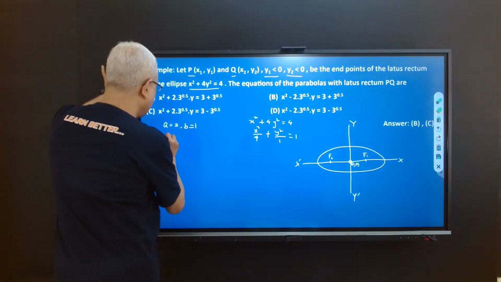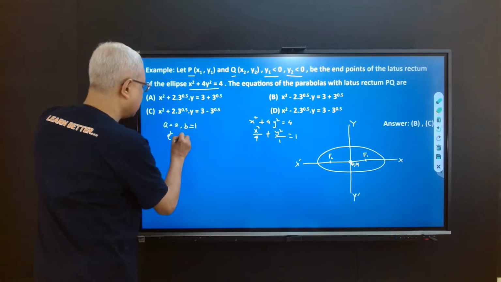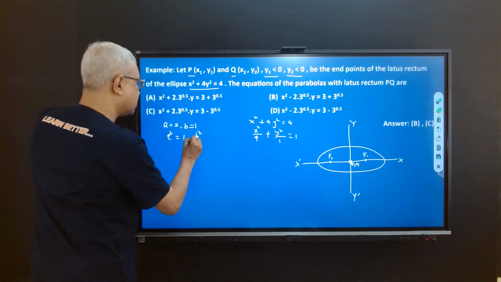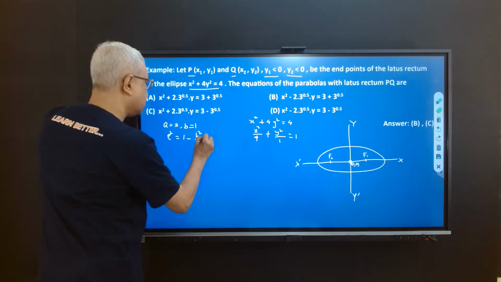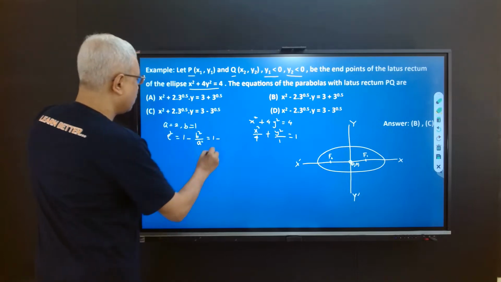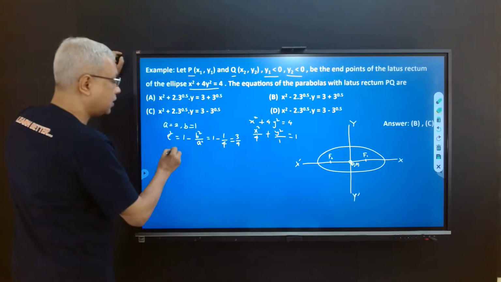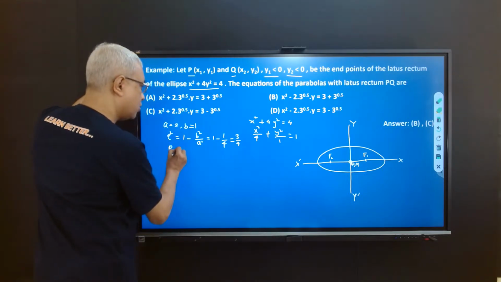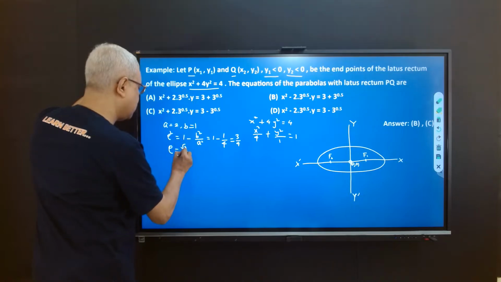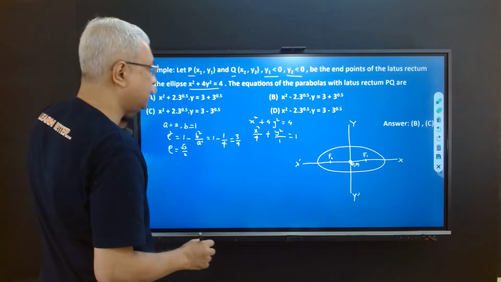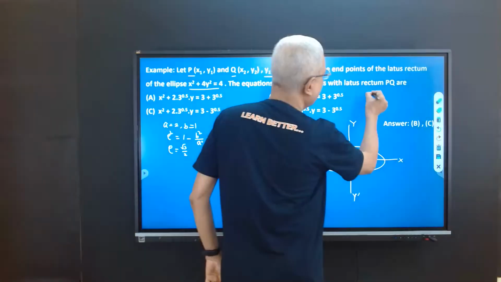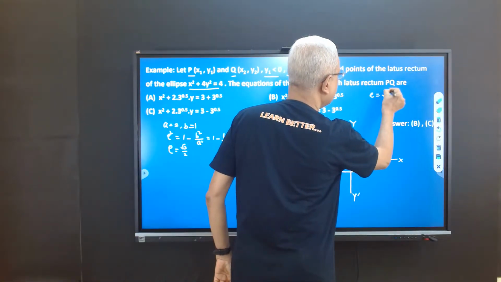And e square is 1 minus b square by a square. So it is 1 minus 1 by 4, so it is 3 by 4. So e is root 3 divided by 2. Let me note down somewhere here.